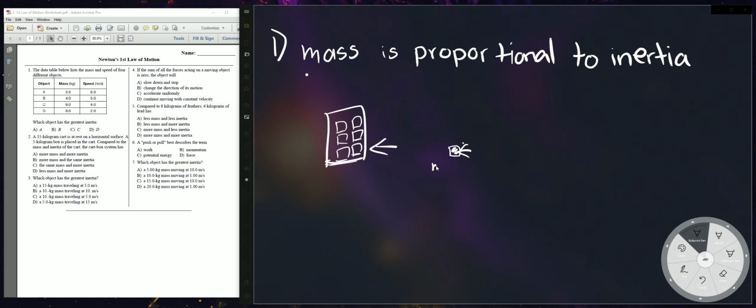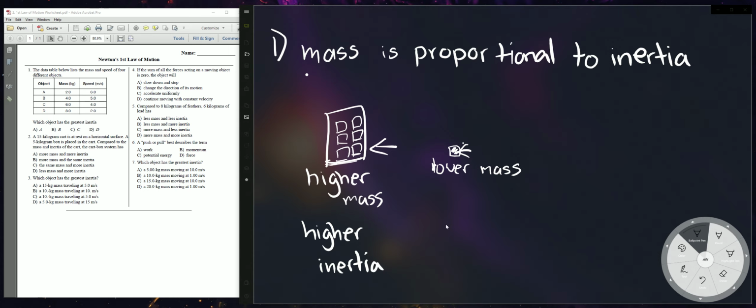Because the box has lower mass and the building has higher mass, the building has higher inertia. It's harder to move because it has a lot of mass, while the box has lower inertia. Inertia only depends on mass. Velocity doesn't matter. How fast you're going does not matter at all. Speed or velocity doesn't matter.